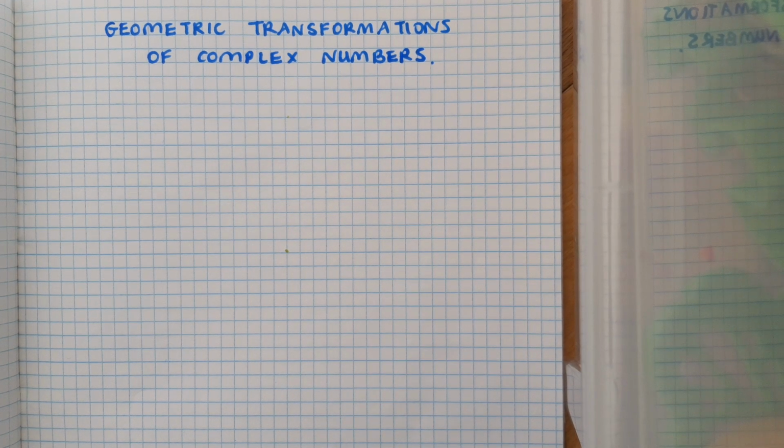Video is about geometric transformations of complex numbers. I'm going to start again by looking at the real number line just for a moment and talking about that first, and then we'll continue on to look at the Argand diagram and complex numbers.